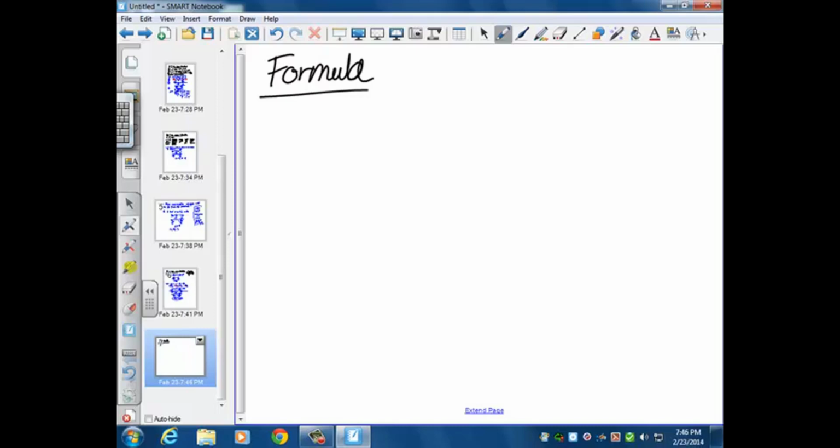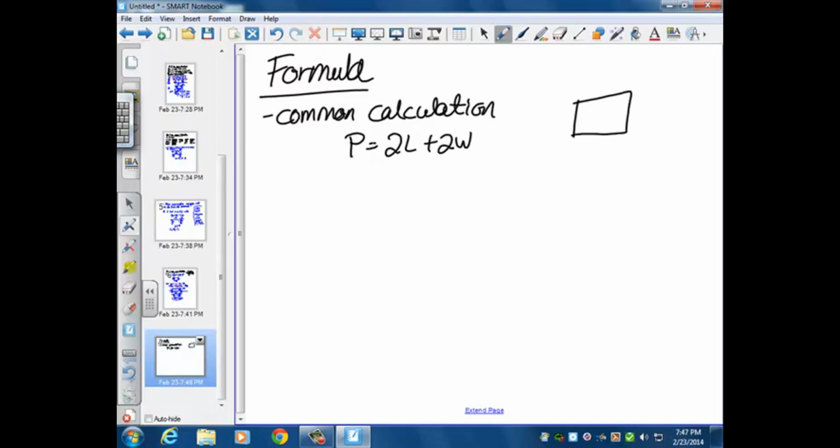So what a formula is, it's basically what we use when we have a common calculation that is done over and over and over. Usually different fields have all their own formulas that get used. I'll do some geometry ones since that's what people are most familiar with. Everybody's a little familiar with. So how about P equals 2L plus 2W? This is the formula for a perimeter of a rectangle.